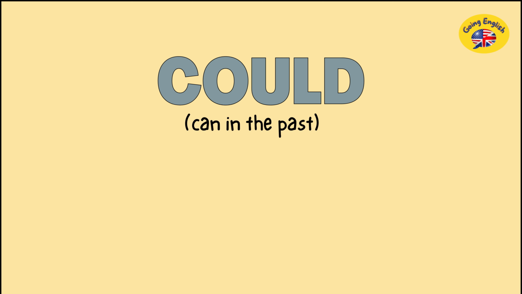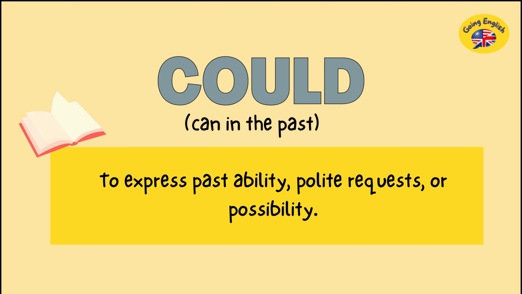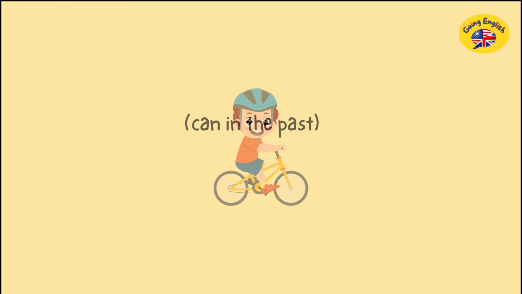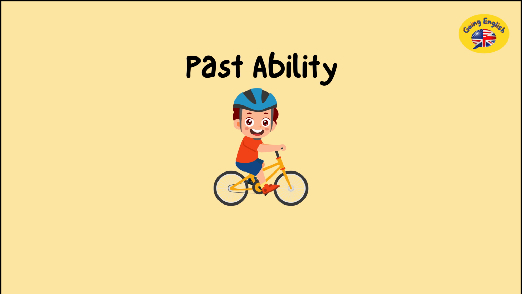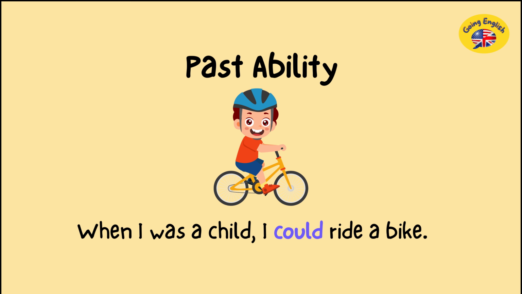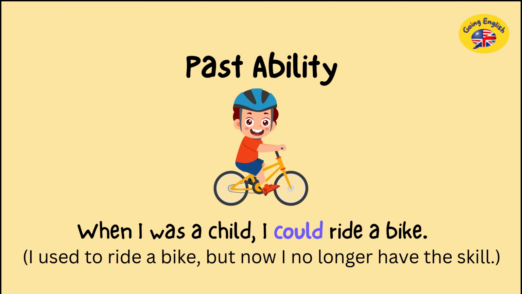Now let's see the modal could. Could is the modal can in the past to express past ability, polite requests, or possibility. I use could to talk about past ability. Example, when I was a child, I could ride a bike. That means I used to ride a bike, but now I no longer have the skill.